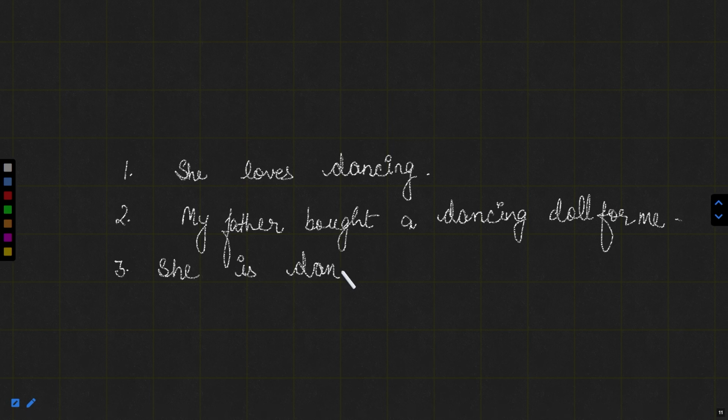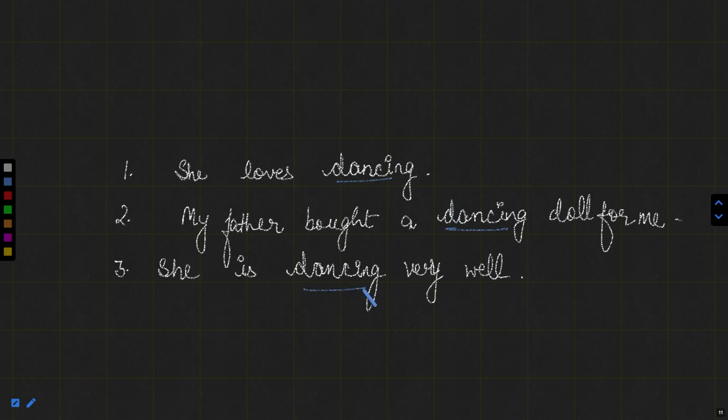She is dancing very well. Now, we have three sentences over here. And in each sentence, you can see the word dancing. Dancing is here, and dancing is here as well.